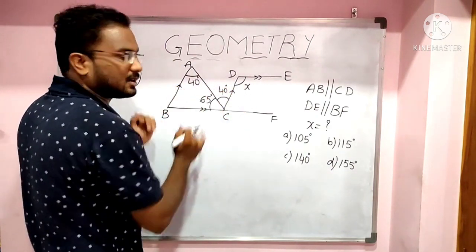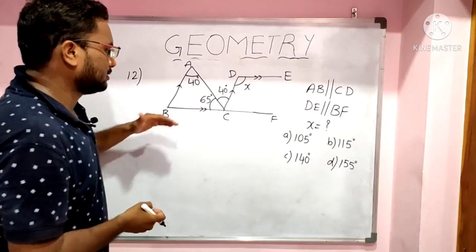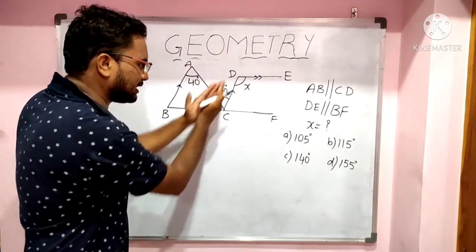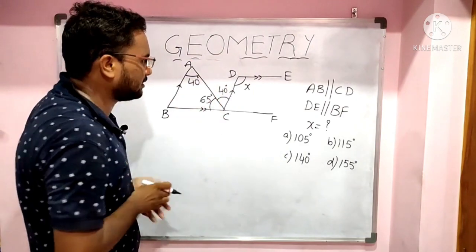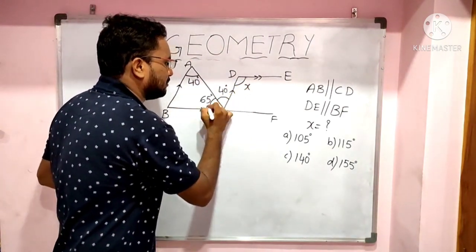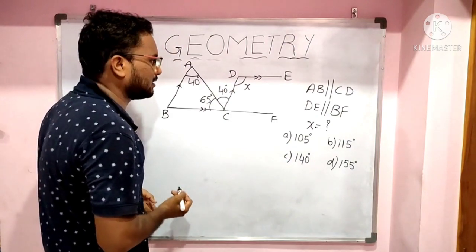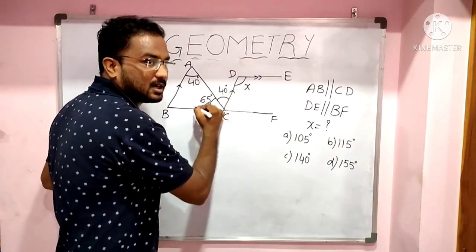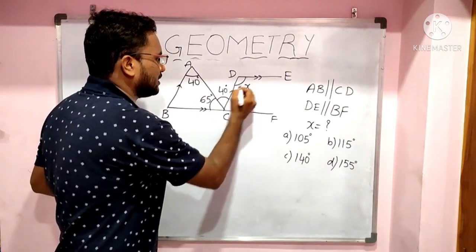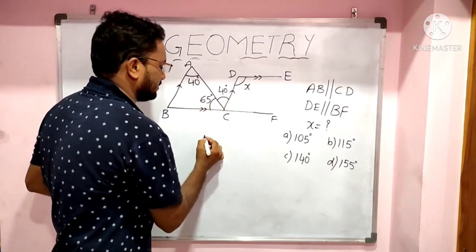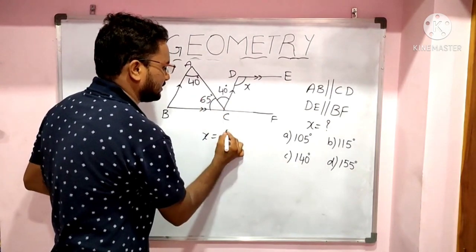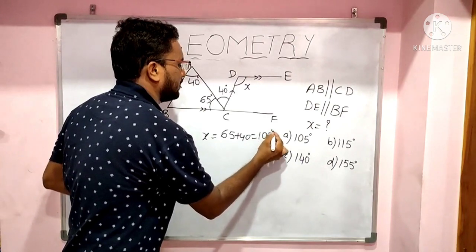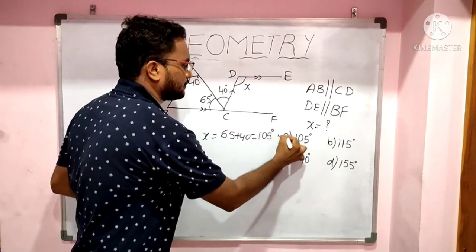Now DE is parallel to BF, and now CD is the transversal. This angle and this angle both are alternate interior angles, because these are Z-shaped angles. Then X is equal to this total angle. So X equals 65 plus 40. Answer 105 degrees. That's it.